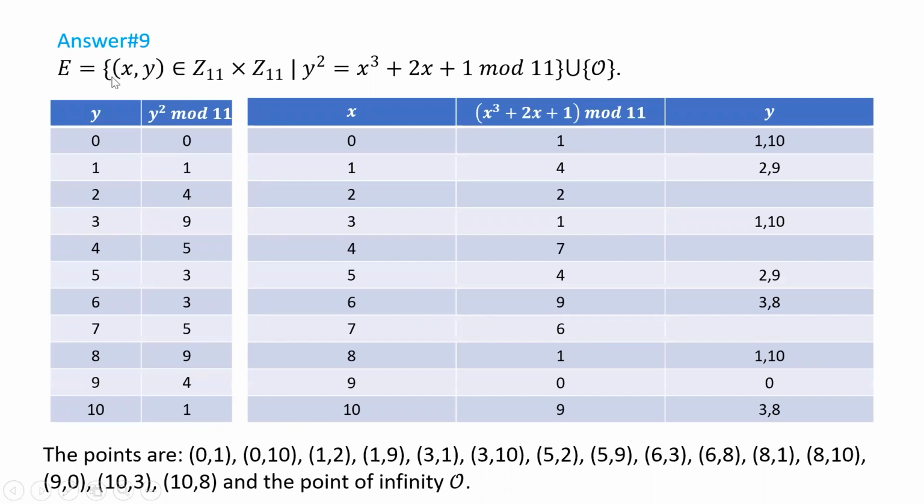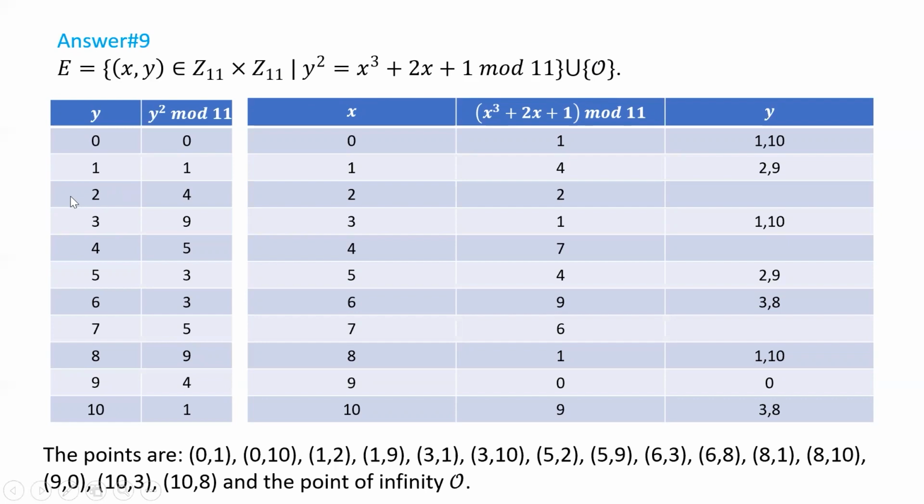An elliptic curve has points of the form x comma y, right? Both x and y will be from Z11, as we are considering elliptic curves in prime modulo. And this equation y square equals x cube plus 2x plus 1 should be satisfied, of course, in mod 11. And there is an additional point which we call the point at infinity.